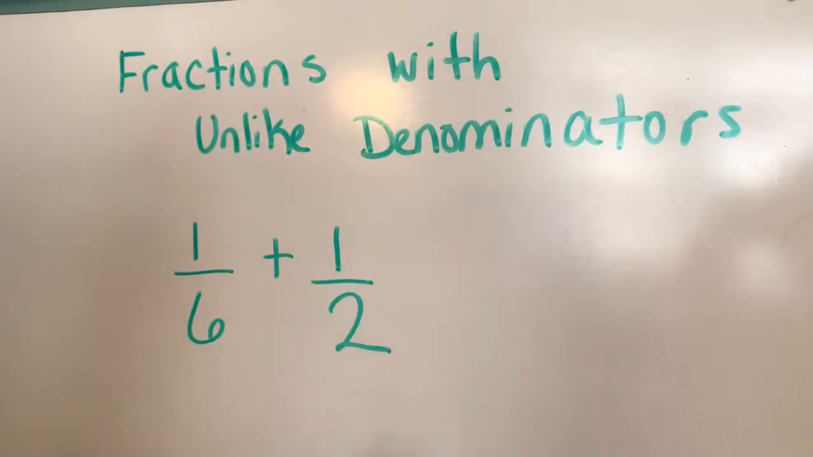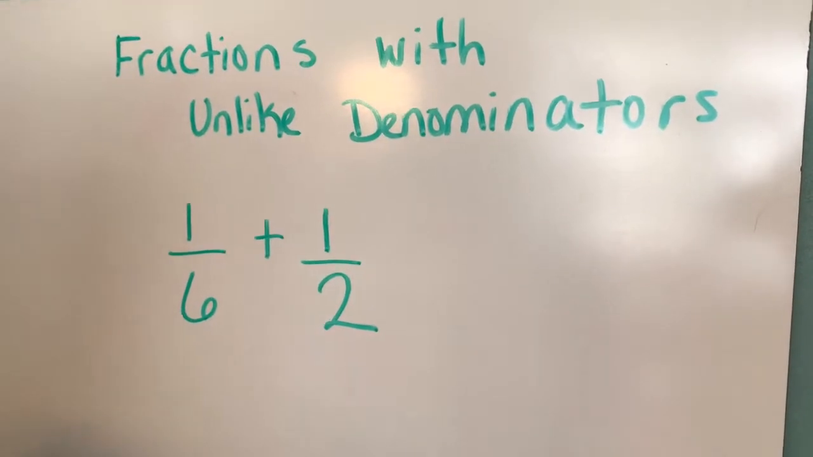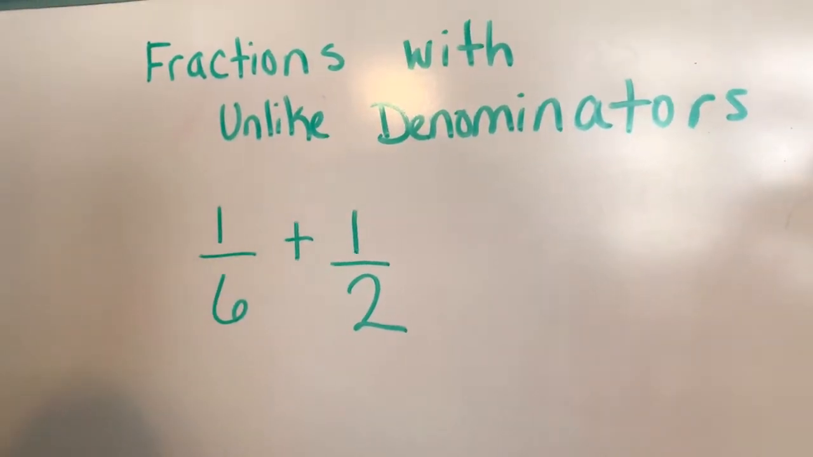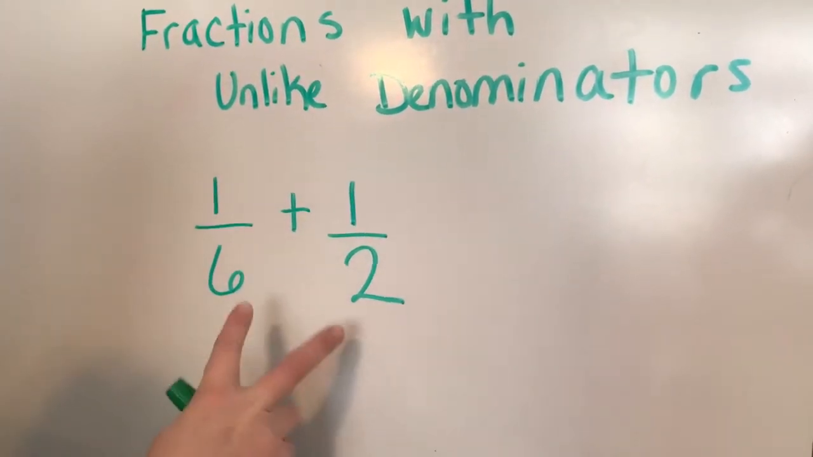Subtracting fractions. When you have like denominators, it's easy, but when you have unlike denominators, you have to first find a common denominator and convert it before you can add or subtract. Here we have 1/6 and 1/2. We need to get the same denominator.